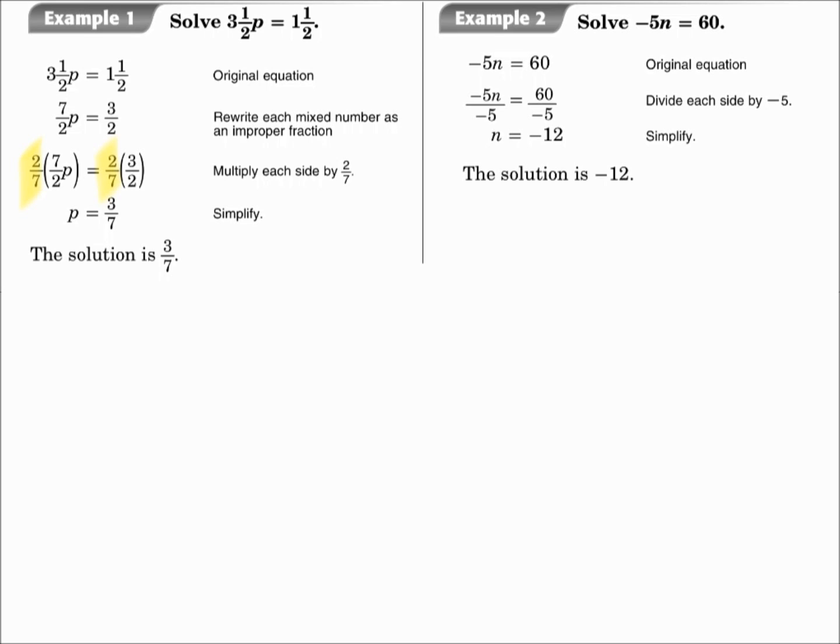On the left, 2/7 times 7 halves is 1. So the 2/7 and the 7 halves cancel out. 1 times p is just p. On the right, 2/7 times 3 halves is 3/7. Just remember, when it's a fraction times the variable, to get the fraction to the other side, multiply both sides by the reciprocal.